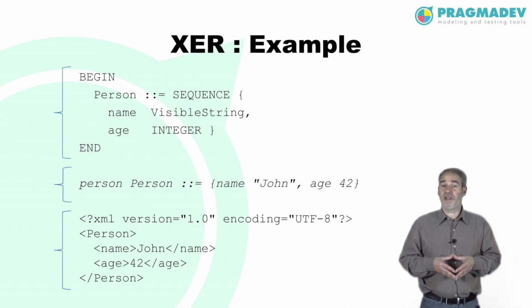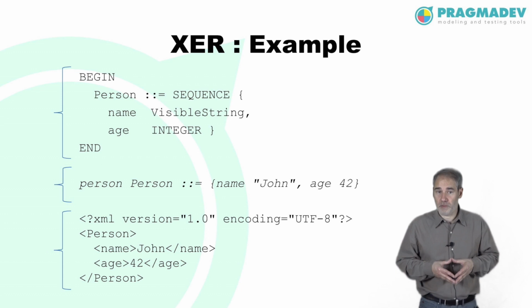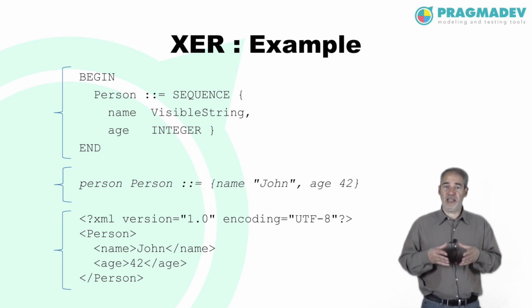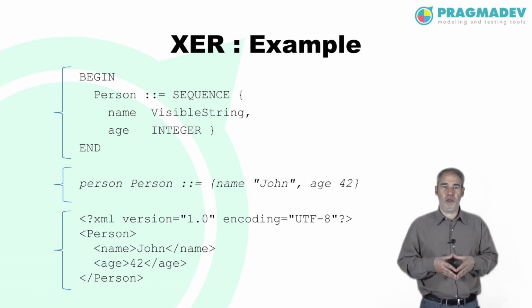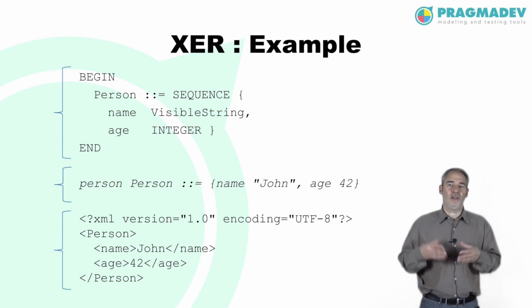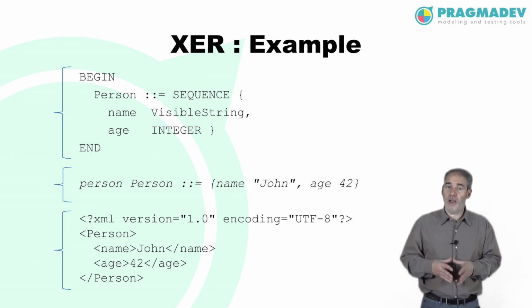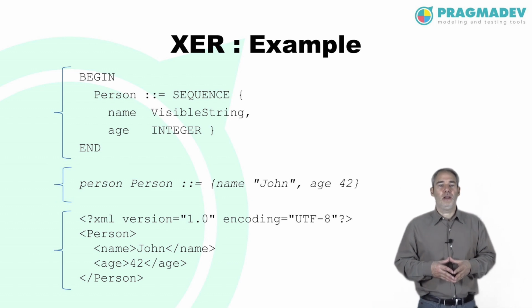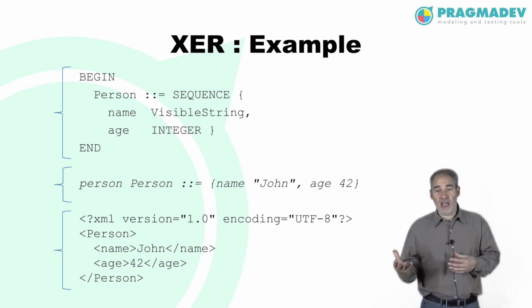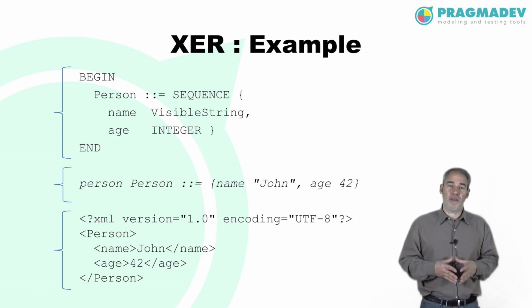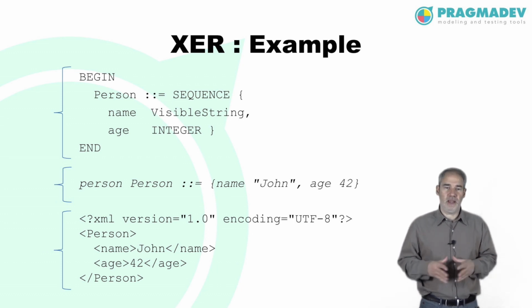Let's have a look at a simple example to illustrate this encoding rule. We will use the same sequence example we looked at a few minutes ago, with a visible string field called name and an integer field called age. The resulting XML has first a person tag, which is the name of the sequence, containing the name and the age subtags and their respective values. As you can see, it is very simple to read and write.